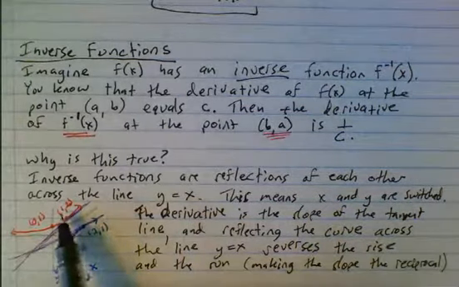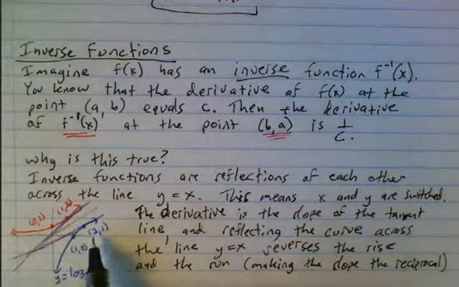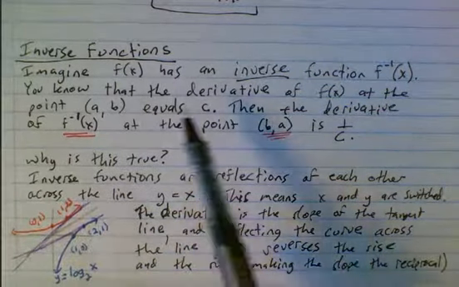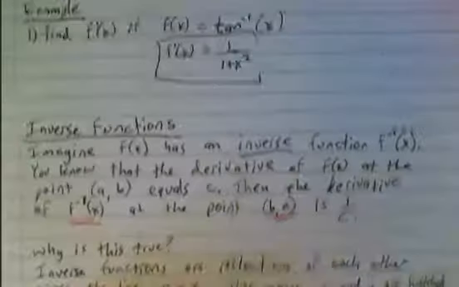Also notice that here 1, 2 corresponds to 2, 1. That's why we have the AB versus the BA. Let's do a couple of examples of those.